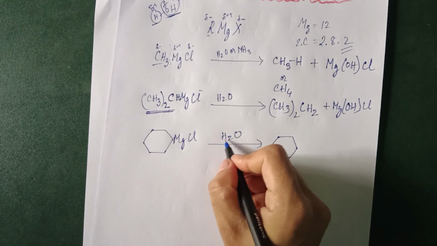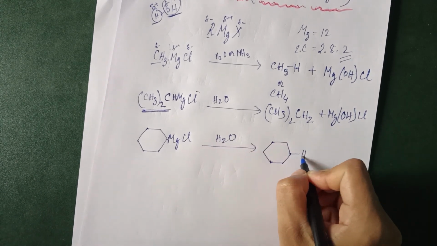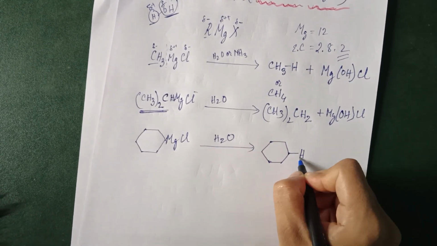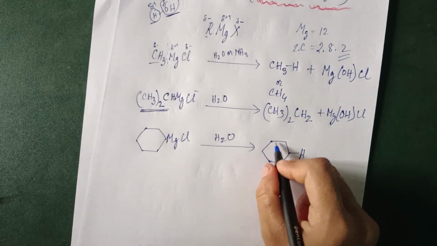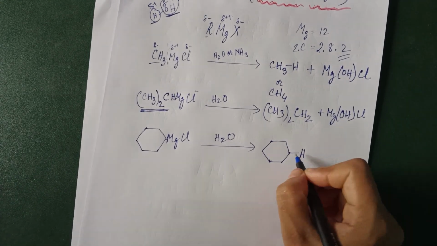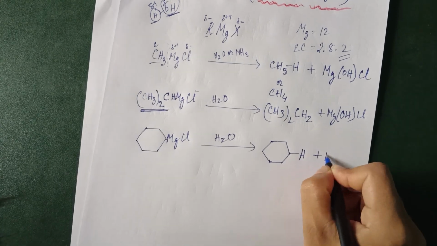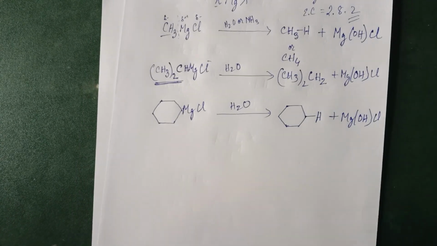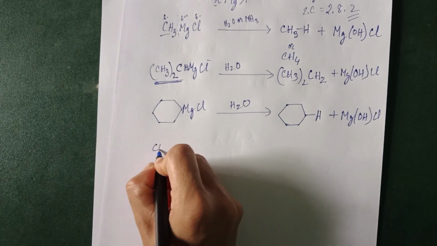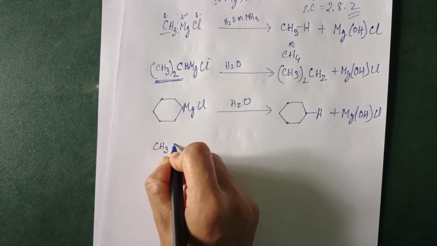Our main concept is that from here it will release one of the hydrogens. So MgCl. Okay, hydrogen. So this is not benzene, this is cyclohexane. Okay, cyclo, there are no alternate pi bonds, so this is your cyclohexane. What is remaining? MgOHCl. So in this way you can change your R and you can make a number of reactions on your own once you know it.